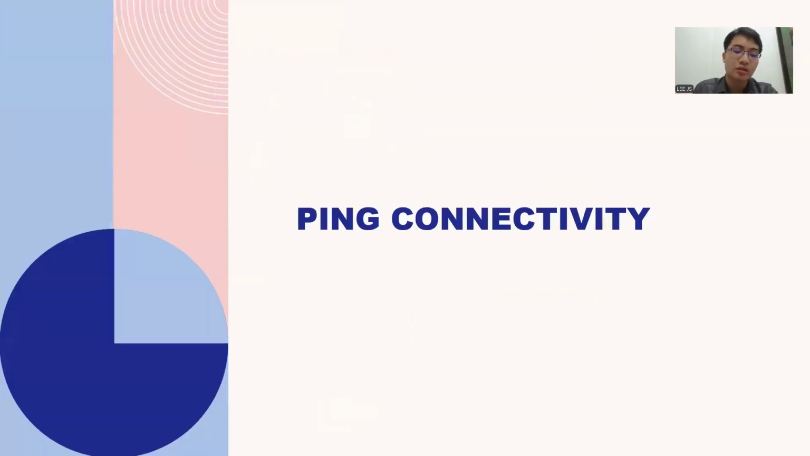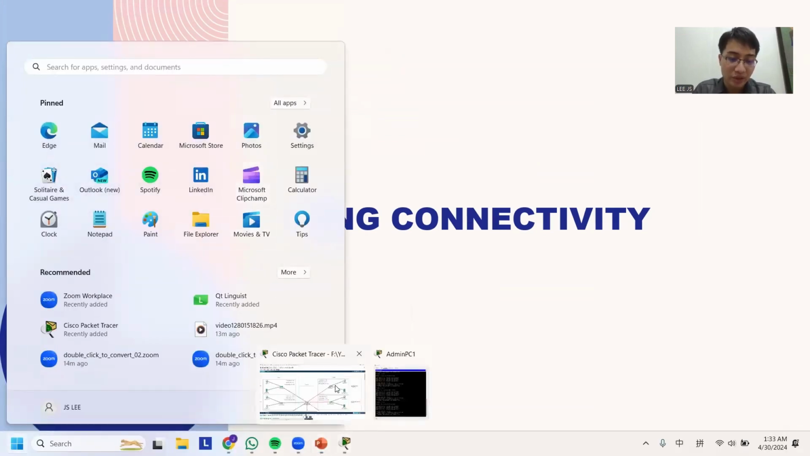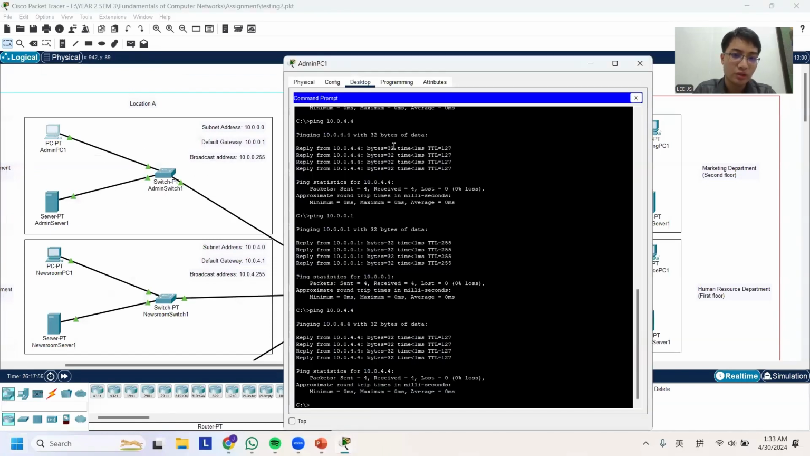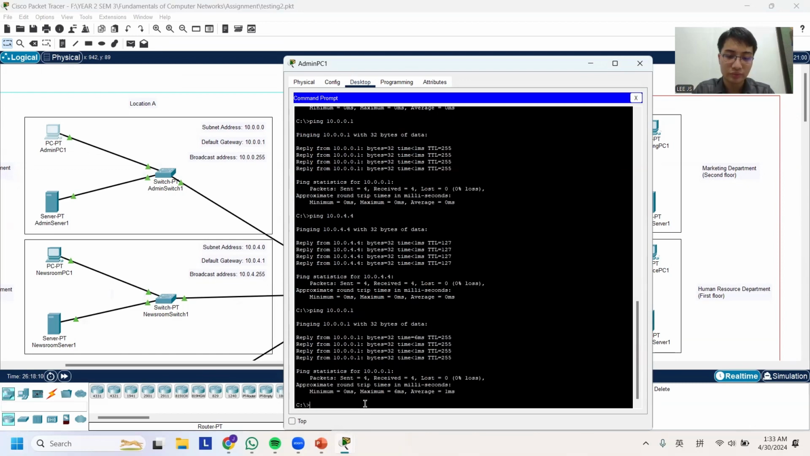And next, the ping connectivity. So I will open my Cisco Packet Tracer, and I will randomly choose, for example, Admin PC1. The default gateway is 10.0.0.1. So I just ping its default gateway. We receive 0% loss. This is considered a success.